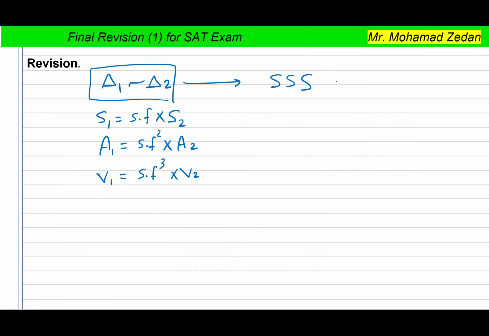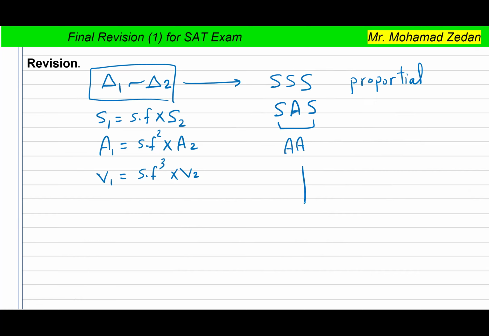Okay? So you have three cases for two triangles to be similar. SSS means the proportionality between the three sides. Side angle side: two sides are proportional and the angle between them is the same. And AA postulate: two angles are the same.